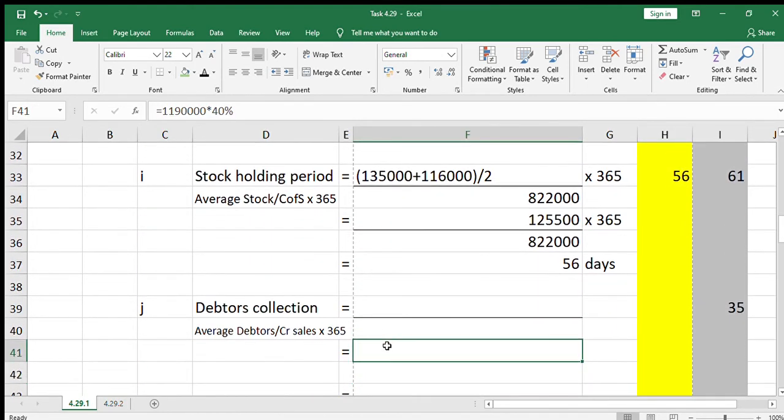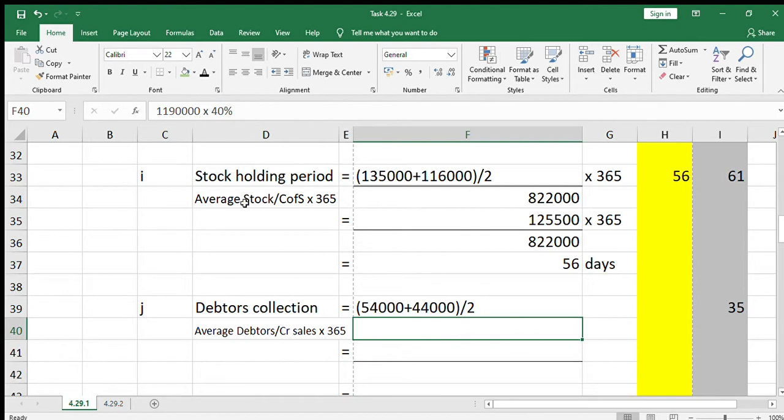Okay, the next thing we're going to calculate is the debtors collection period. So the formula is average debtors divided by credit sales, and the answer is going to be multiplied by 365. Average debtors will be trade debtors for the 2 years divided by 2. Again, we've got the note, so we can look at the actual trade debtors figure in the note. So in note 2, the trade and other receivables, debtors this year is 54,000, last year 44,000. Add them up and divide by 2.